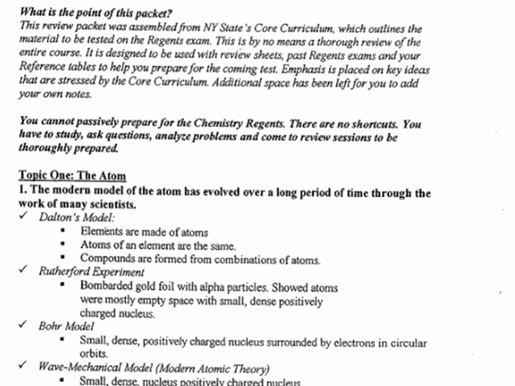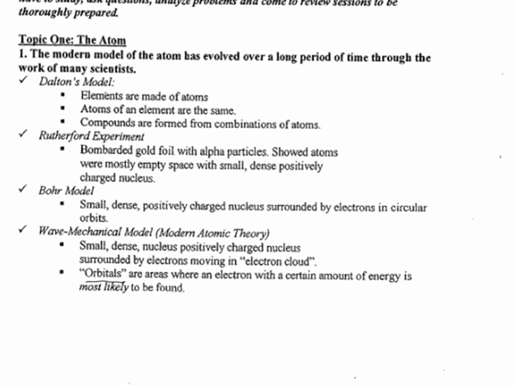Topic 1 deals with the atom, and this is all important stuff. The modern model has evolved over a long period of time through the work of many scientists. The major scientists we have to look at is Dalton. He came up with the theory of atoms, that elements are made of atoms, that all the atoms of an element are the same. So gold is composed of gold atoms, and all gold atoms are exactly the same. Atoms combine to form compounds.